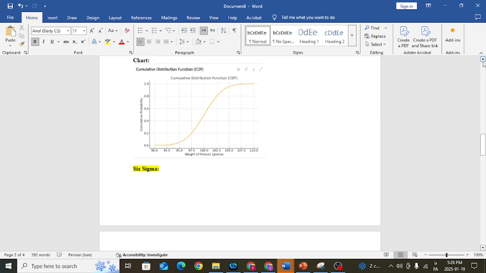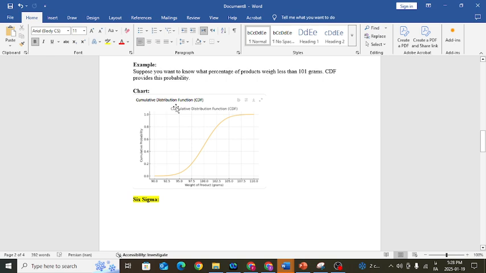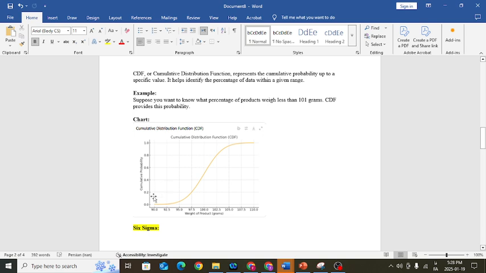This is the chart for the cumulative distribution function. As I told you, the x-axis is the weight of products, and this is the cumulative probability. So this is the probability up to a specific value. It helps identify the percentage of data within a given range.